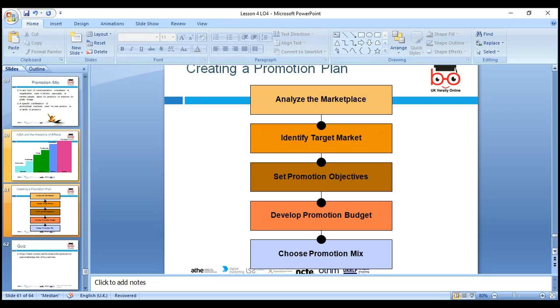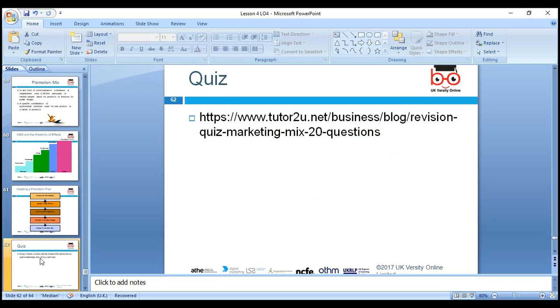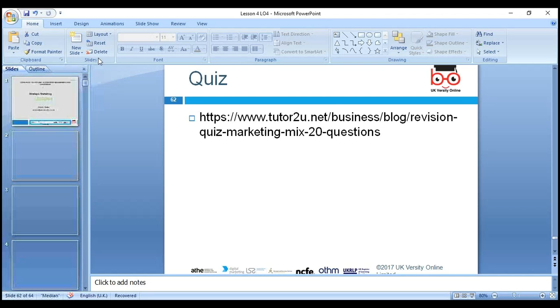Yes, we need to draw up the budget: how much do we have for promotion? Then choose the promotion mix, the different promotional channels we use: advertising, selling, or sales promotion. I have also copied the link for you to do a quiz on the marketing mix to further enhance your understanding.